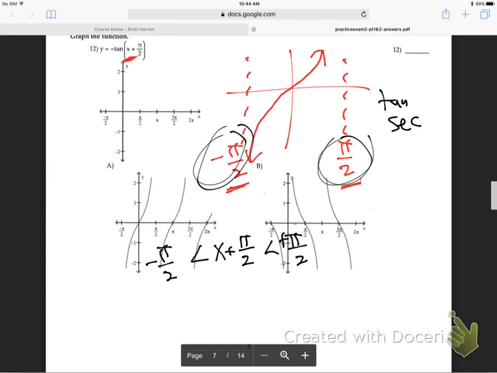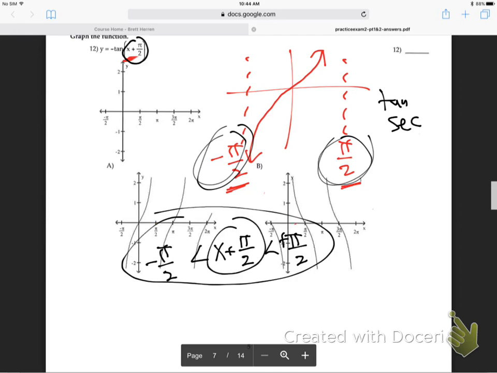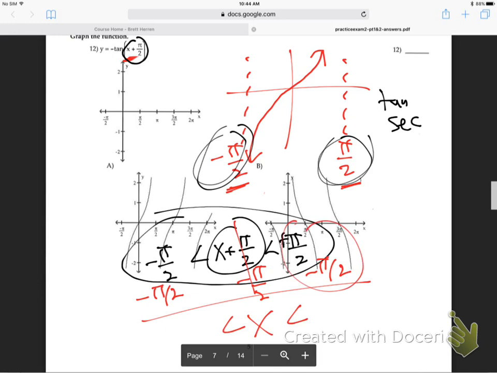And so you just right away write this inequality. You put whatever's inside the parentheses in between the minus pi over 2 and the positive pi over 2, and then you solve the equation. How do you solve it? Subtract pi over 2, subtract pi over 2. You do it to all 3. And that's gone. You get x alone. Pi over 2 minus pi over 2 is 0. This is minus pi over 2 minus another pi over 2, meaning minus pi. So x between minus pi and 0.